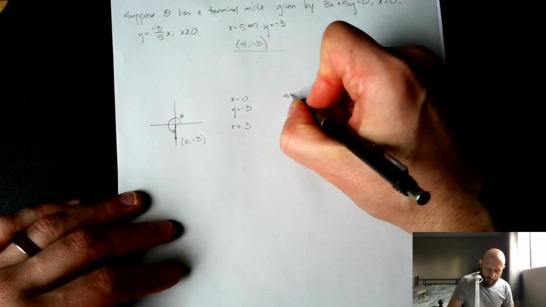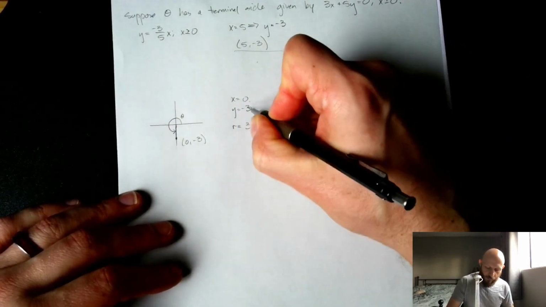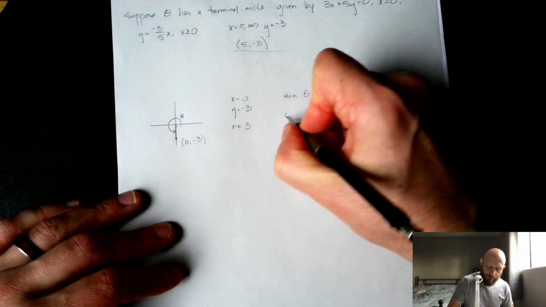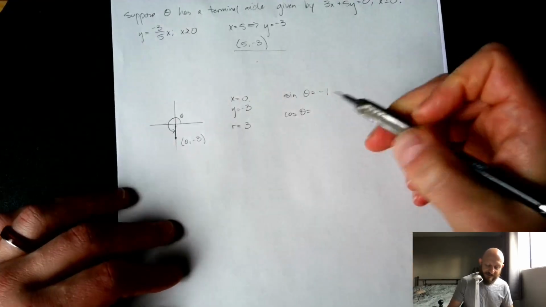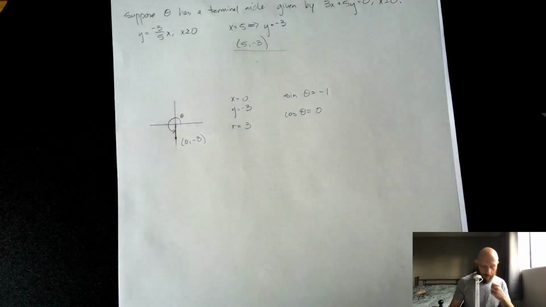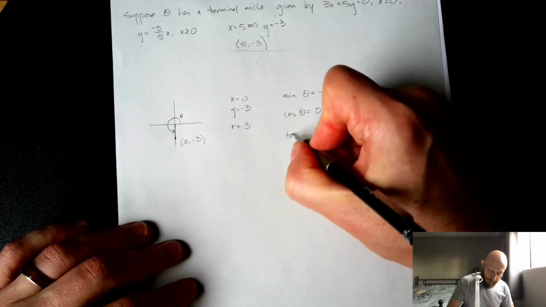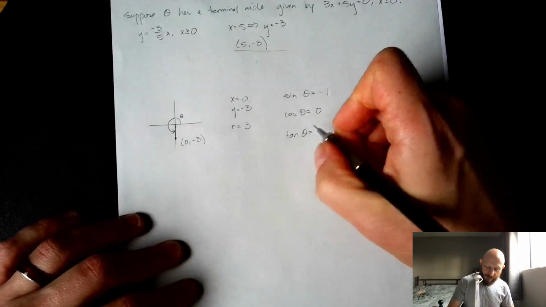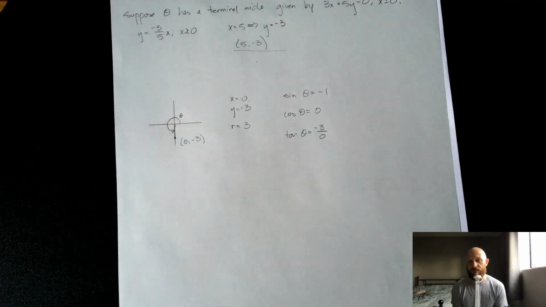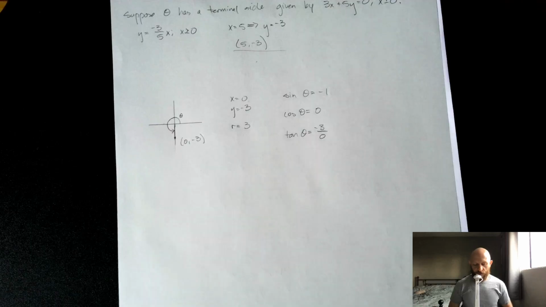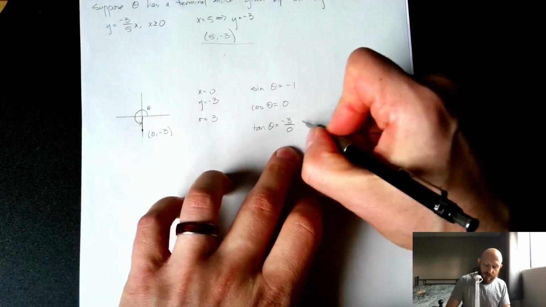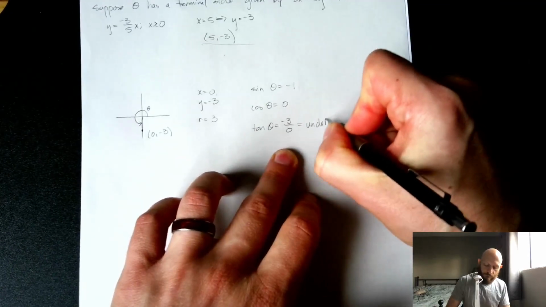So, all right, let's evaluate. Sine theta is y over r, so -3 over 3, which is -1. Cosine of theta is x over r, so 0 over 3, which is 0. Cool, no problem. Tangent theta is y over x, so -3 over 0. And anything over 0 is indeterminate. Specifically, since we're talking about a function here, we say that the function is undefined at that point.